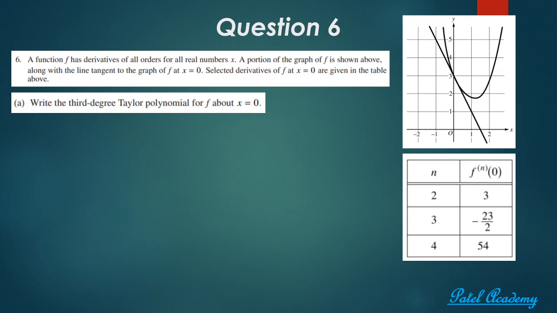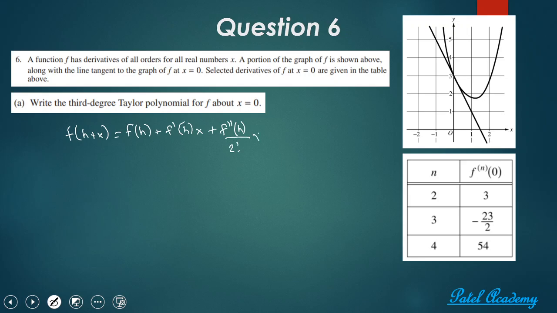All right, so in this case, what do I like to do? Well, I like to just use, in this particular case, a formula. f at h plus x. This is the formula for a Taylor polynomial. This specific one, I'm going to do the third degree Taylor polynomial. This is equal to f at h plus f prime at h times x plus f double prime at h over 2 factorial x squared plus f triple prime at h over 3 factorial x cubed. This is the third degree Taylor polynomial.